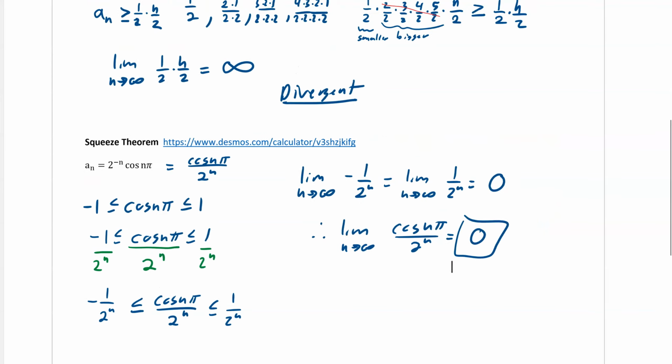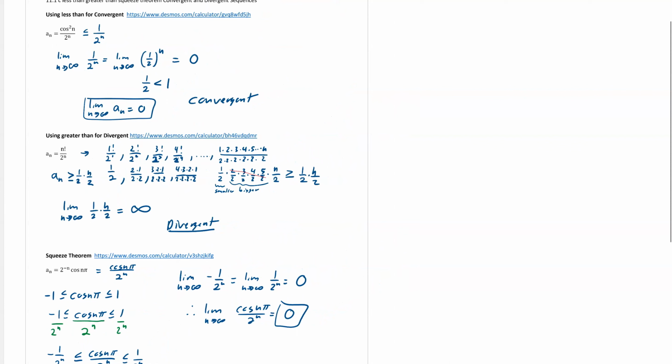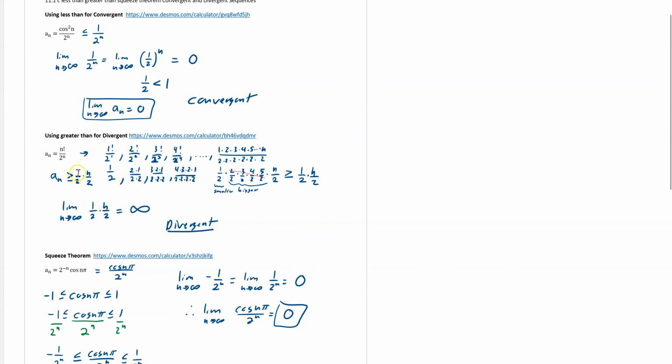So if you see sine, cosine, tangent, plug them in. If you can squeeze it, squeeze it. If you can just use less than, go for it. And if you want to show divergent, you want to use greater than.